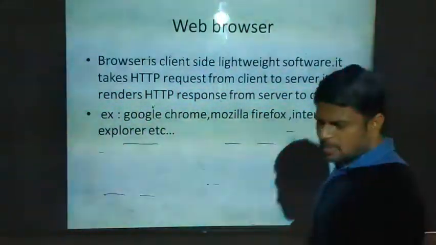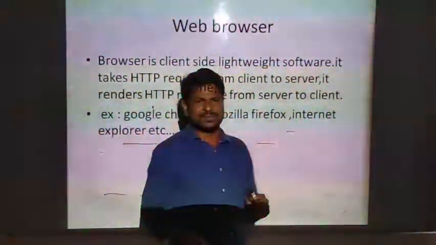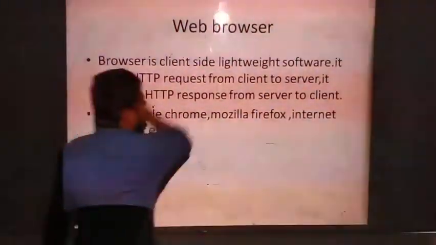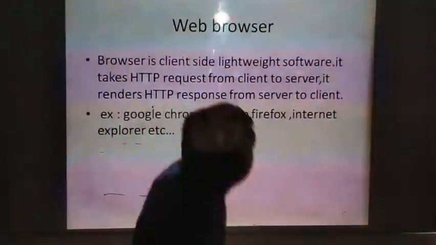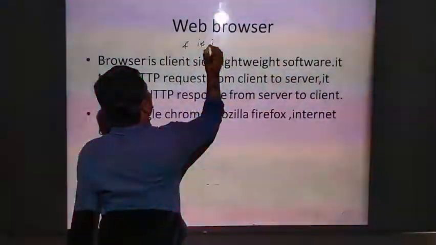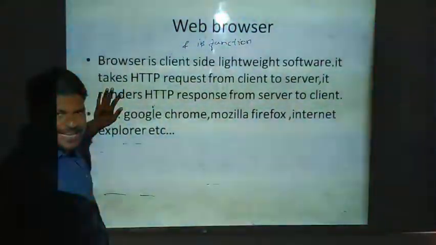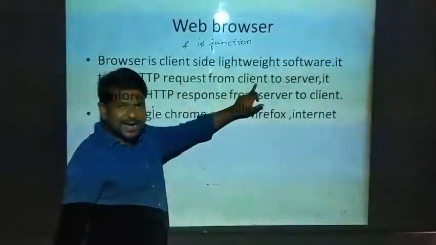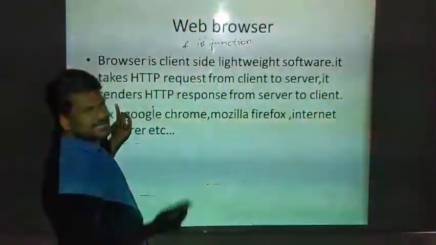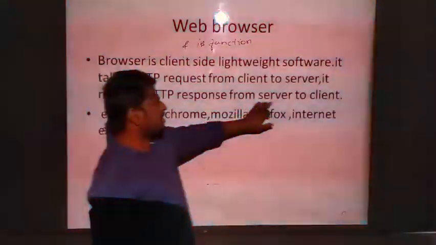So web browser is a lightweight software on the client side. Okay. What is the functionality? Means what are the functions of a web browser, and how does it work? It takes HTTP request from client to server. Okay. It renders means what? It returns or it displays HTTP response from server to client.